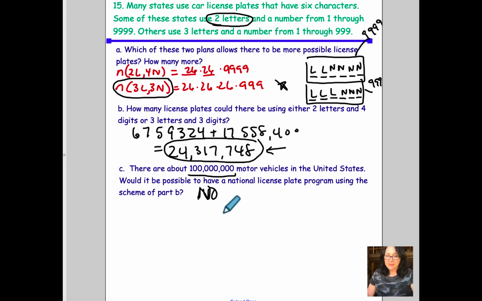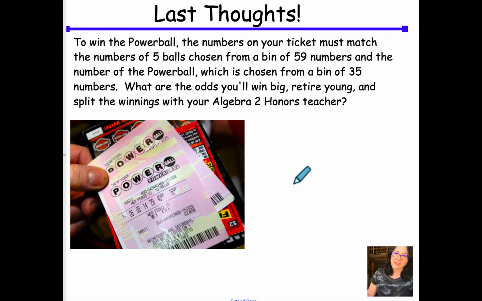Okay. All right. So I think that's kind of cool. Last thoughts. Powerball, of course. To win the Powerball, the number on your ticket must match the number of balls chosen from a bin of 59 numbers, and the number of the Powerball, which is chosen from a bin of 35 numbers. What are the odds that you're going to win big, retire young, and split the winnings with your favorite Algebra 2 honors teacher? Wonder what those odds are.